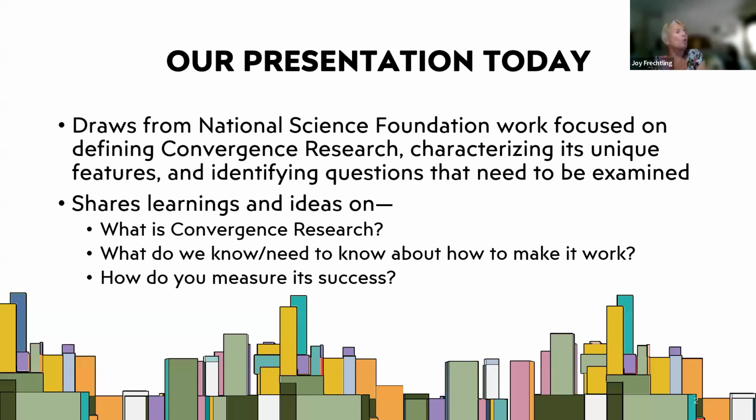So this draws from National Science Foundation work that we did in 2021. It looks at three sort of themes. What is this thing called convergence research? What do you need to know about how to make it work? And then how do you know if it's worth it? How do you know if it's successful? By the way, we don't have all the answers.